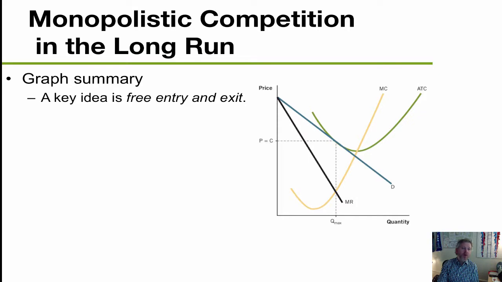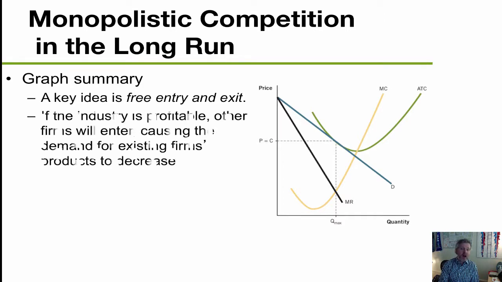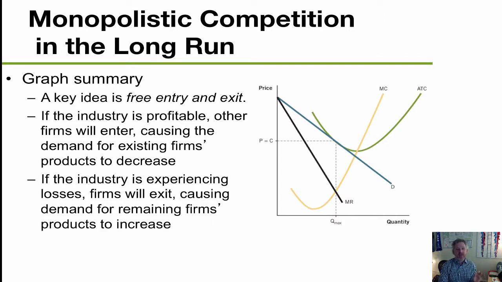All right, over here on the right, I have kind of the canonical long run graph for a firm in monopolistic competition. If the industry is profitable, firms enter, driving demand down. If the industry is losing, then firms leave, driving demand up. And so you end up at a point where price equals average total cost. Now there's no profits being made, there's no losses being incurred, and so this is where you get to the long run steady state of the monopolistic competition model.